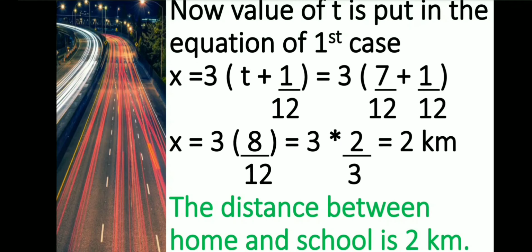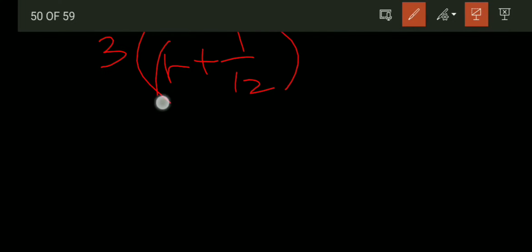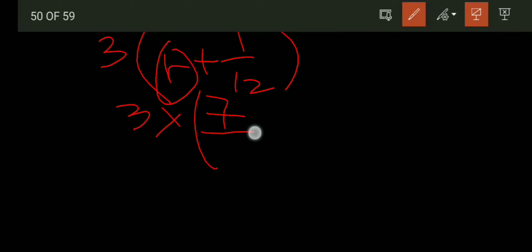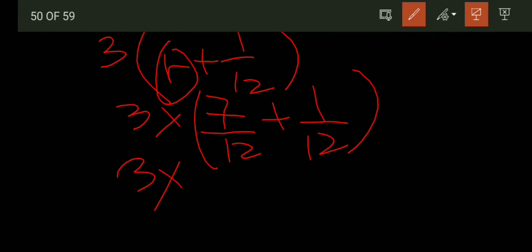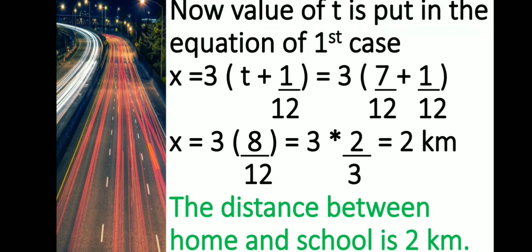Now let us see how we are going to put the value of t there. It is 3t plus 3 by 12. So in place of t we are writing 3 into 7 by 12 plus 3 by 12. That becomes 3 into 8 by 12. 4 2s are, 4 3s are, 3 3s are. So what is left is 2 kilometers. So the distance between home and school is 2 kilometers.